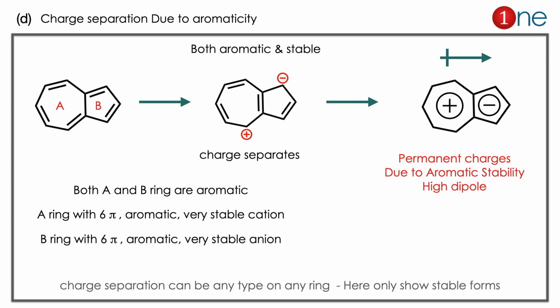The dipole starts from positive to negative. This is the direction of the dipole there. So the answer is clearly D, charge separation due to aromaticity. The concept you have to learn here is, if the system creates an aromatic cation or anion, it will be very stable and permanent. It will create a dipole moment.